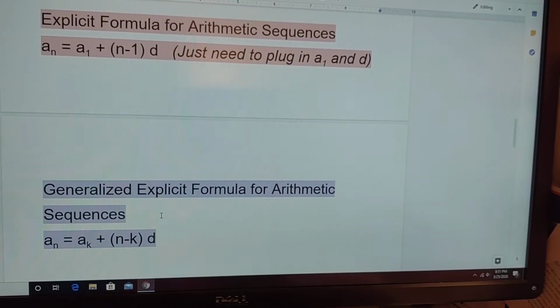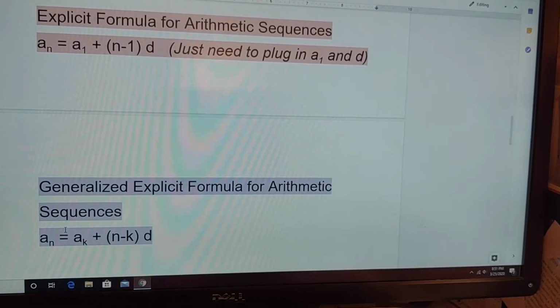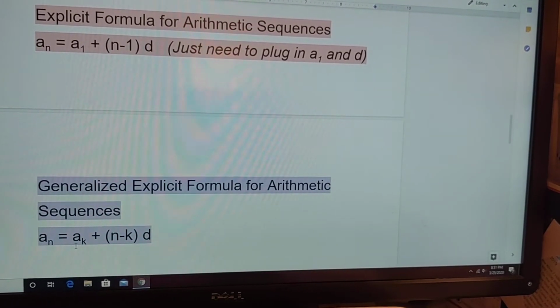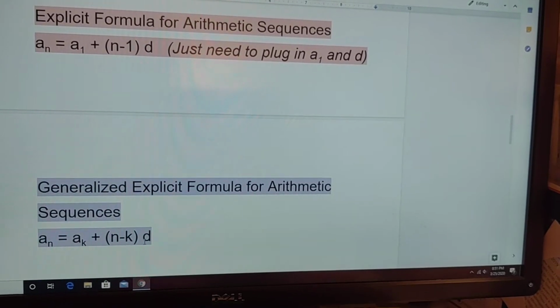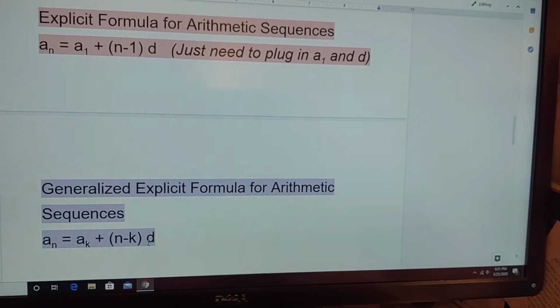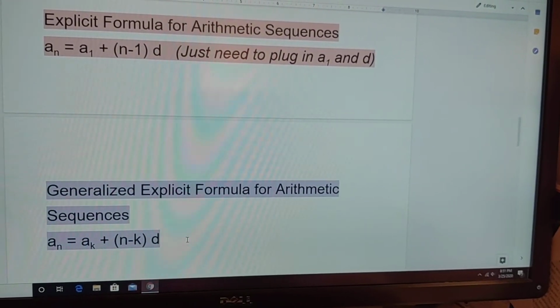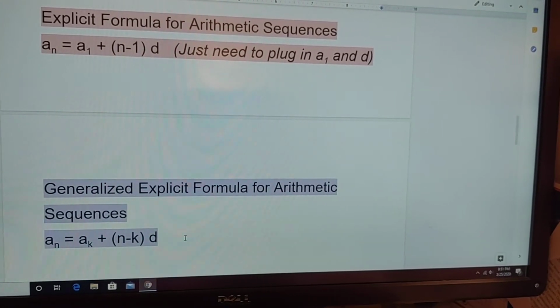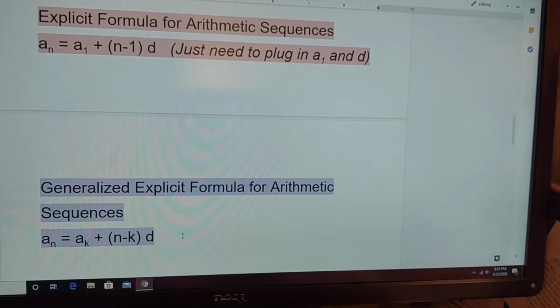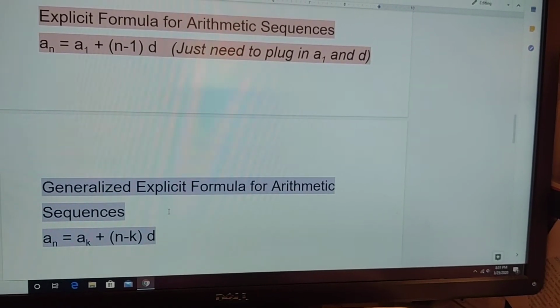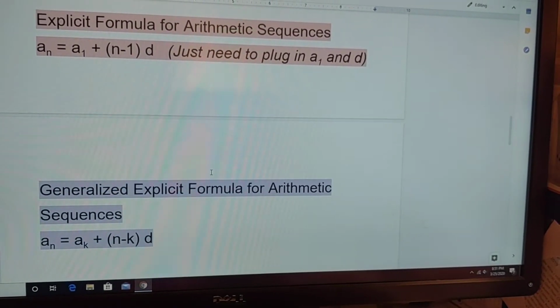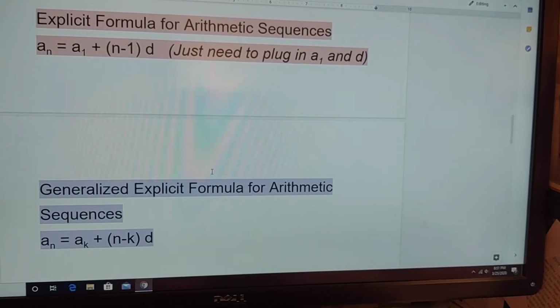Let's read this generalized explicit formula. A sub n equals a sub k plus the quantity of n minus k all times d. These might look a tiny bit confusing now, but I think you're really going to enjoy having formulas to just plug in and work with as we move on with this lesson. Again, note the formula written in purple, I use that when I do not know the first term. The formula in pink, I use when I do know the first term.